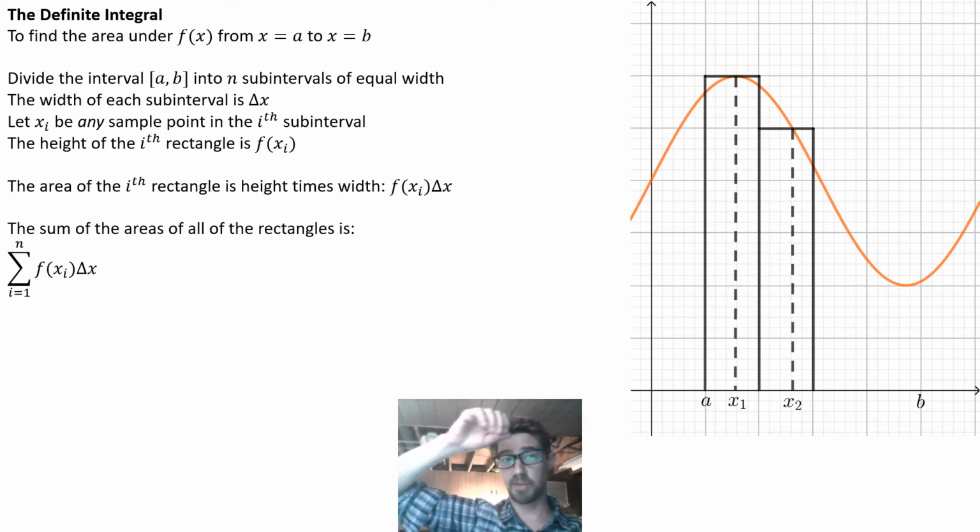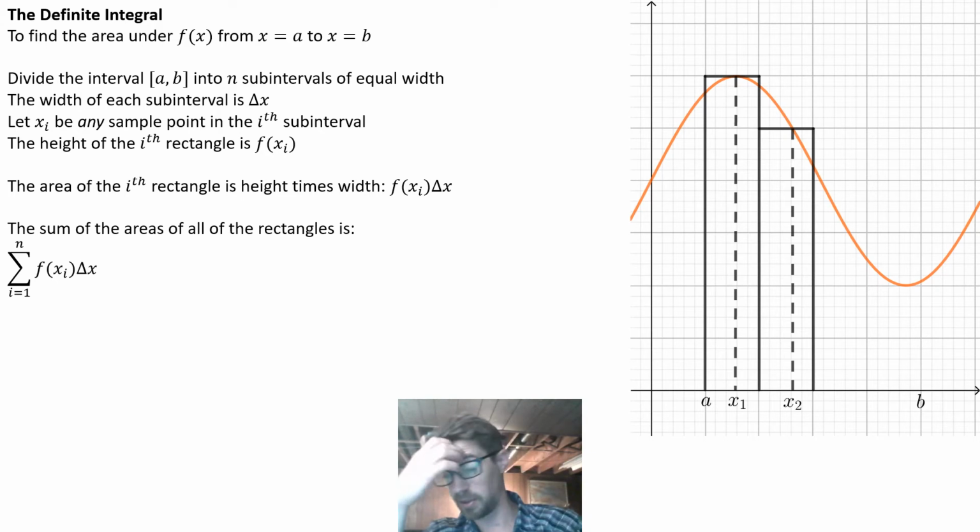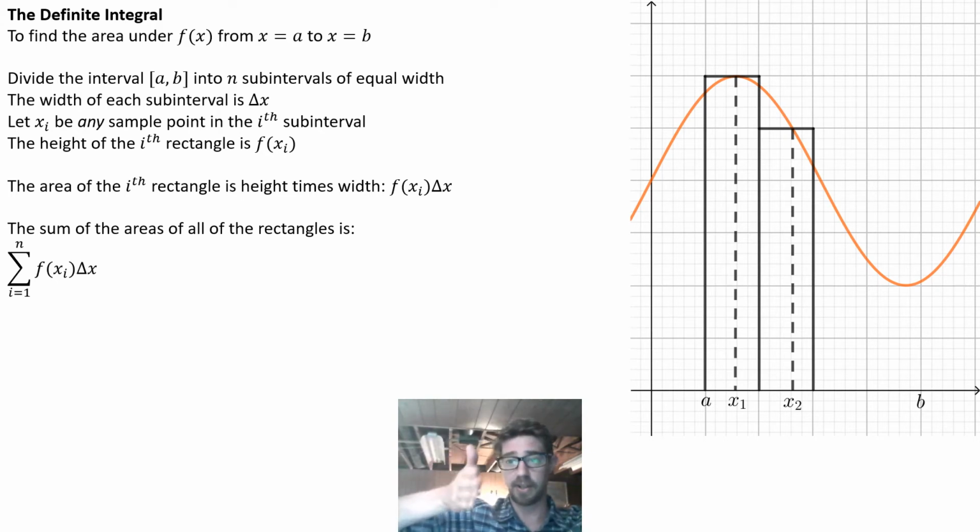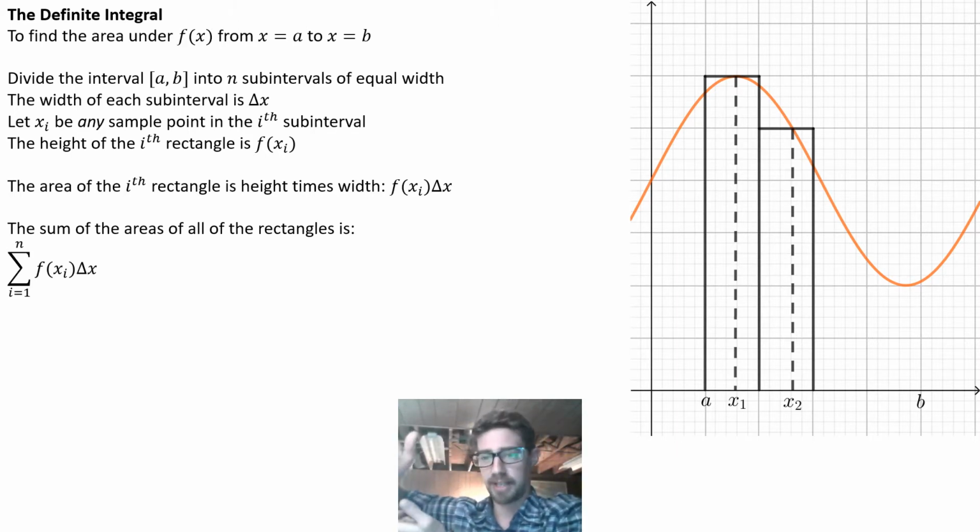So we had n rectangles, right? So the nth rectangle is just the last rectangle. So if we did 100 rectangles in there, n would be 100, and that would just mean you stop. That's just the last rectangle whose area you have to add. So if that looks unfamiliar to you, I'm going to need you to go back and review summation notation.